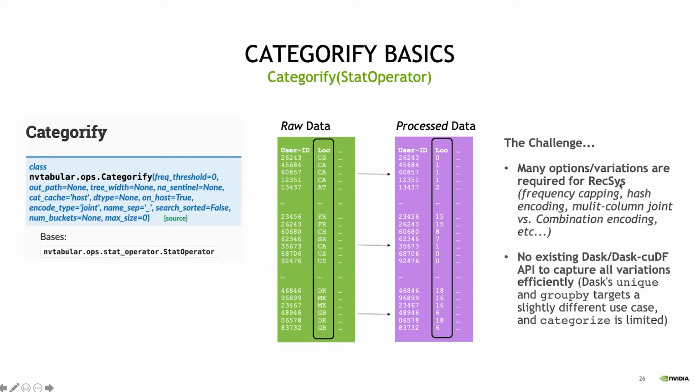The problem is, we typically have many variations. We might be capping by some frequency, like values that don't show up more than 10 times, we just treat as null. And we might be categorifying multiple columns together. Also, the existing Dask and Dask-cuDF APIs don't exactly capture all of these variations, like unique and groupby target similar but slightly different things.